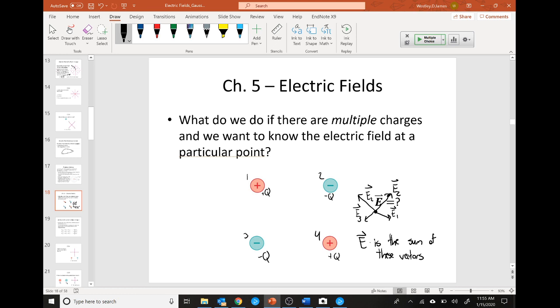Pretty straightforward. It's like adding up forces, but these are electric fields. These are not forces. Another thing I really want to stress: if I ask you for electric field, do not give me the force. If I ask you for force, don't give me the electric field.